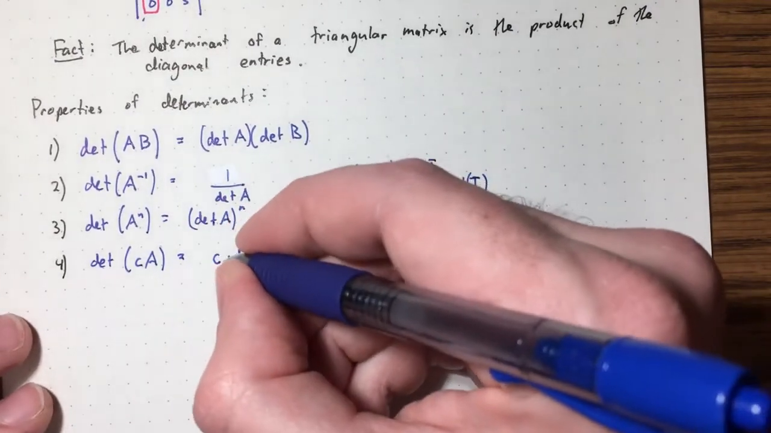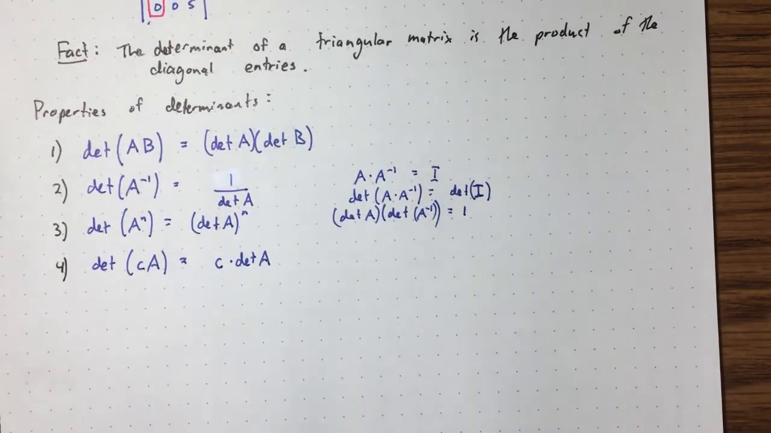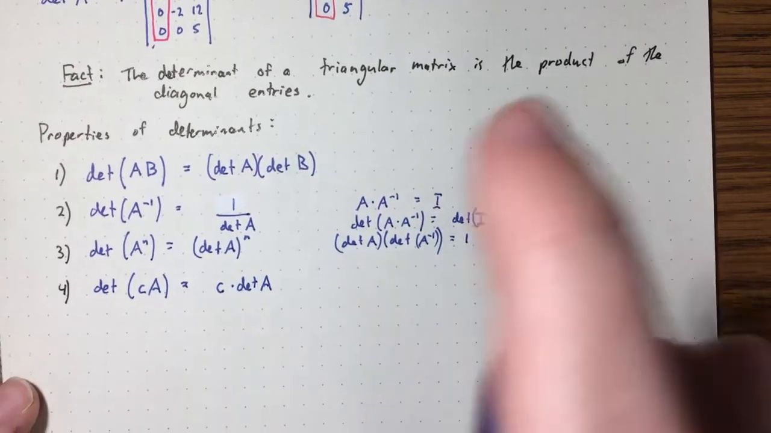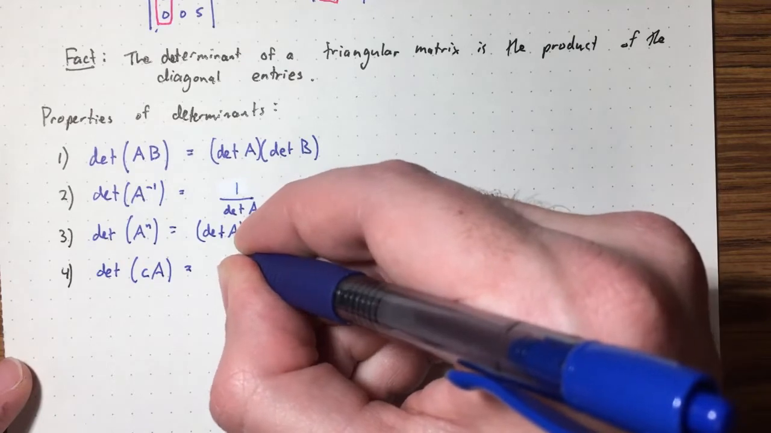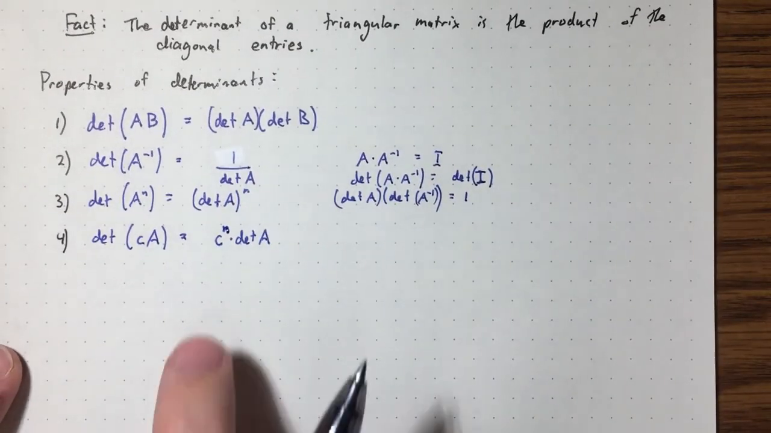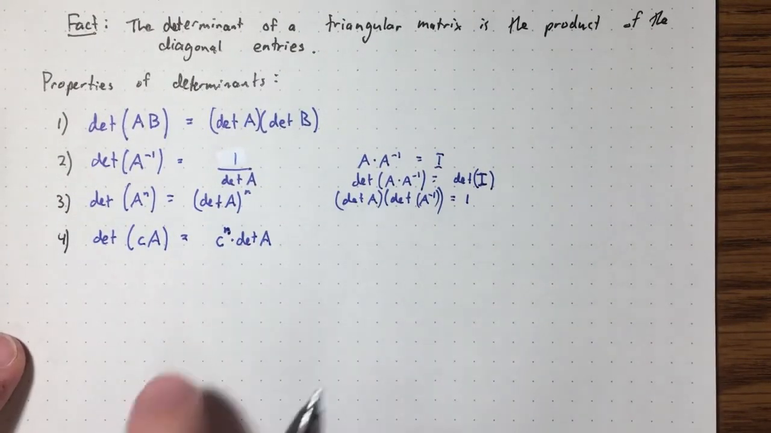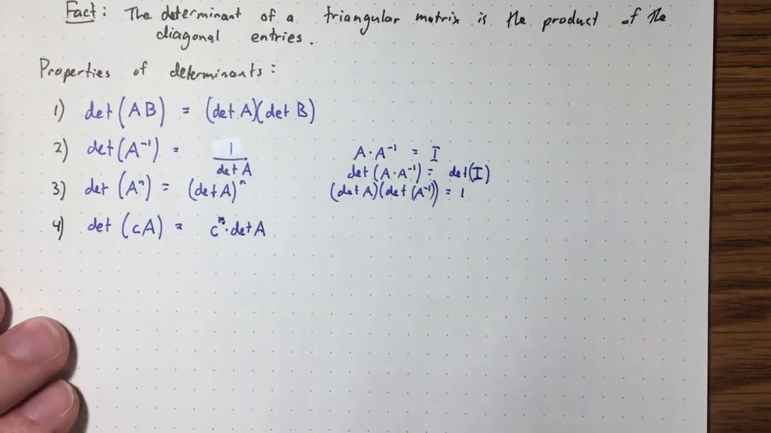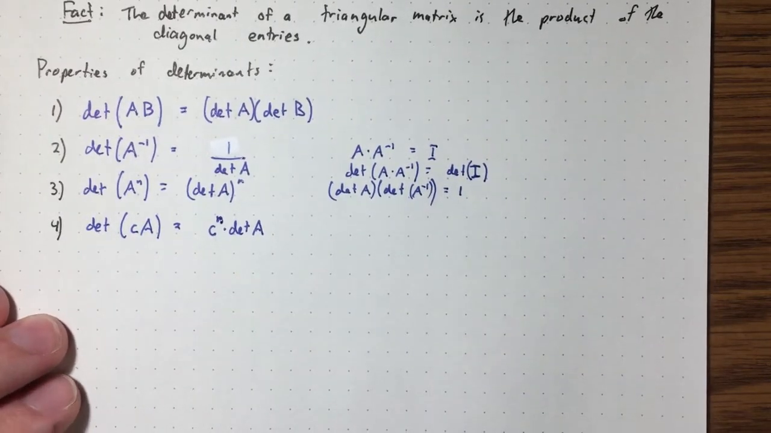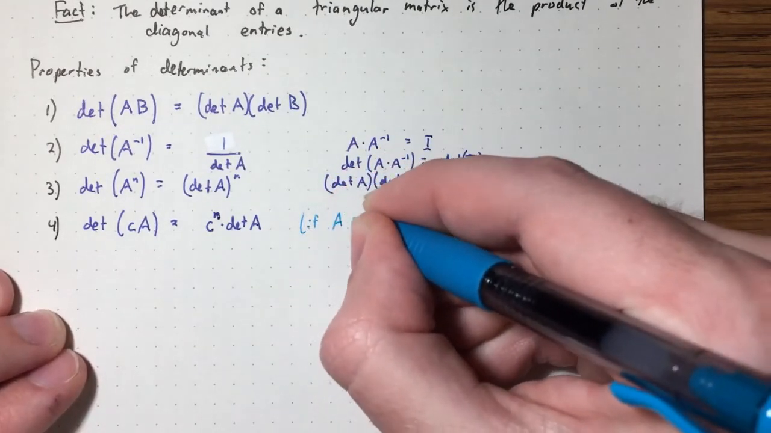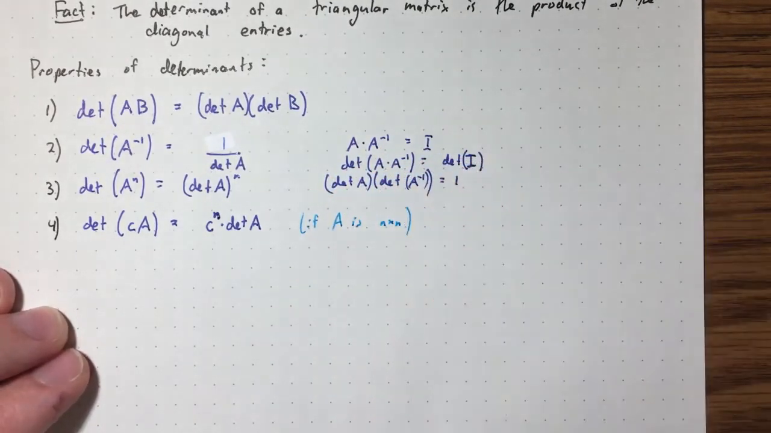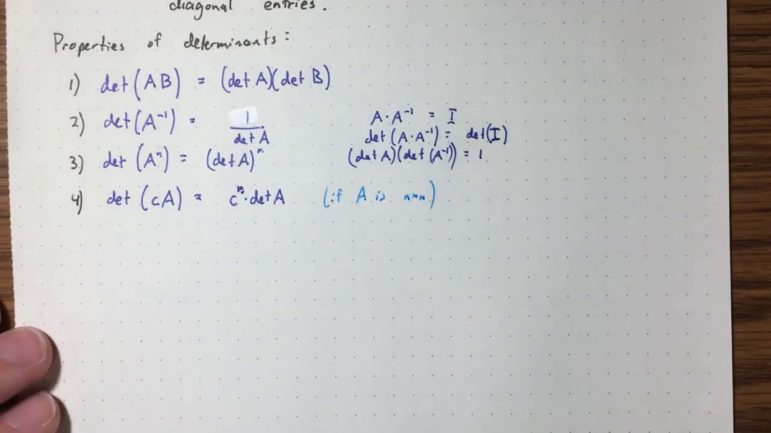So I'm scaling n vectors, if I'm in Rn, by a factor of C. So this should actually be C times C times C, n times, or C to the n. This is one you have to be a little bit careful about. It's not C times the determinant of A, it's C to the n, where n is the size of A, an n by n matrix.